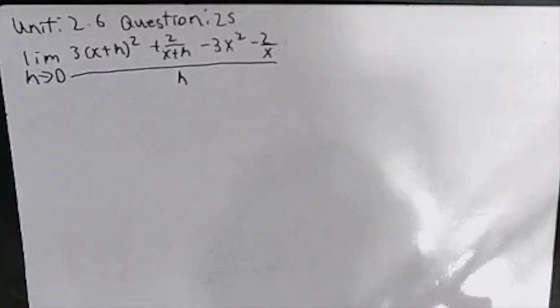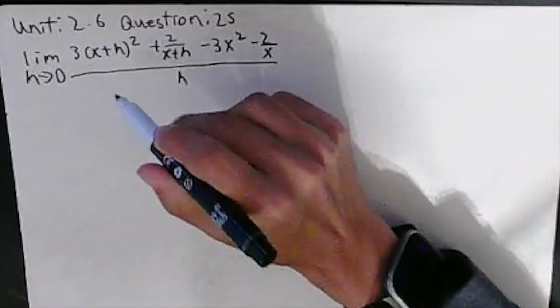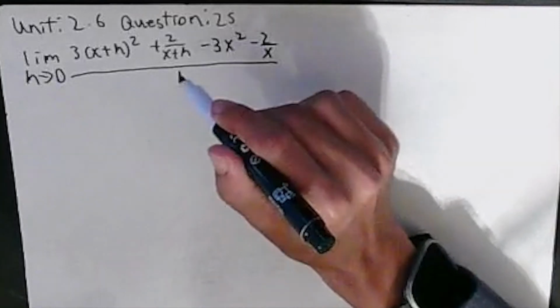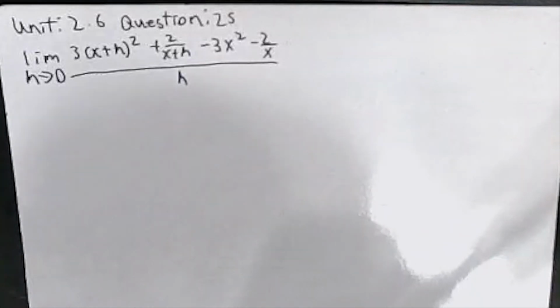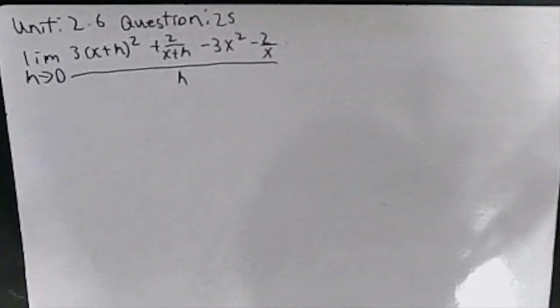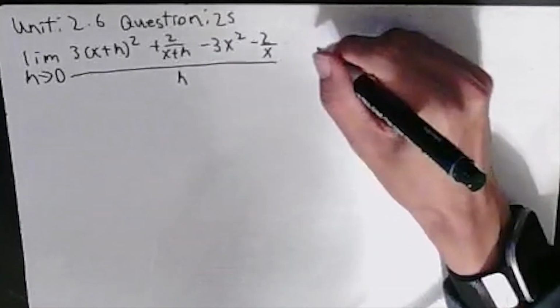Alright, this is unit 2.6, question 25 on the test prep. We have the limit as h approaches 0 of 3 times (x plus h) squared plus 2 over (x plus h) minus 3x squared minus 2 over x, all over h. So now, obviously, you can do this limit algebraically, but there's a much easier way to do this, and that's by recognizing that this is the definition of derivatives.